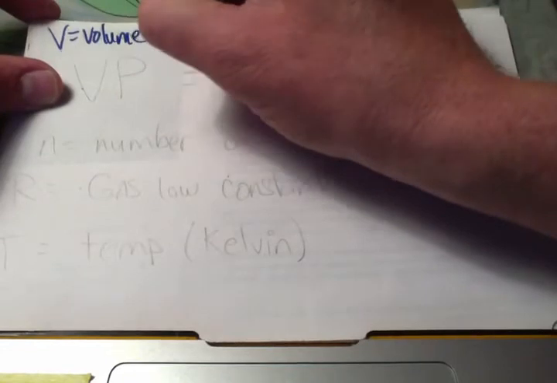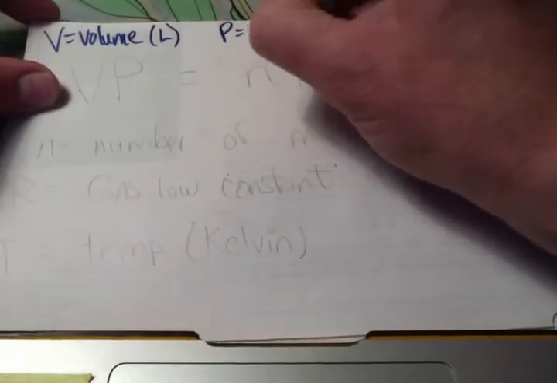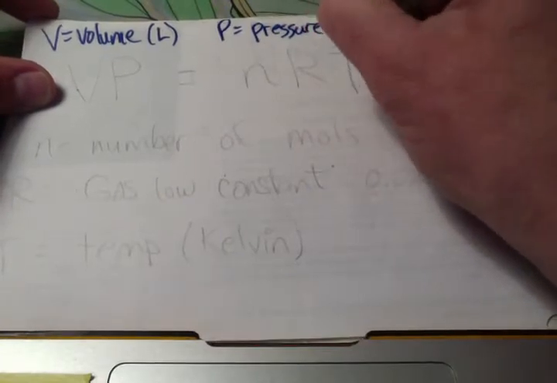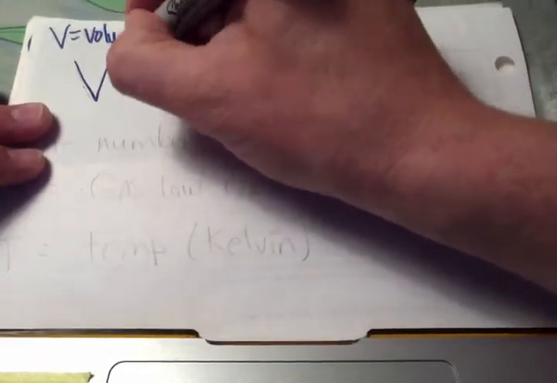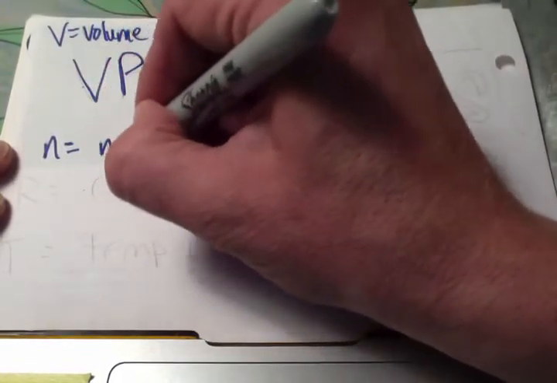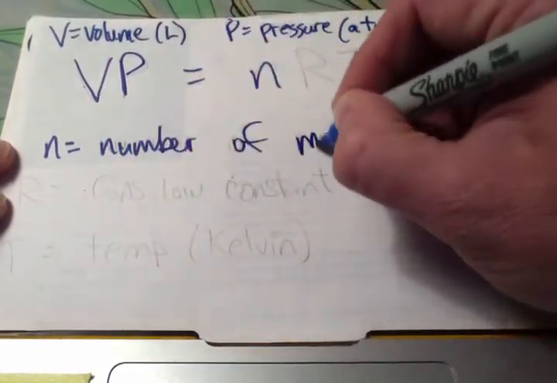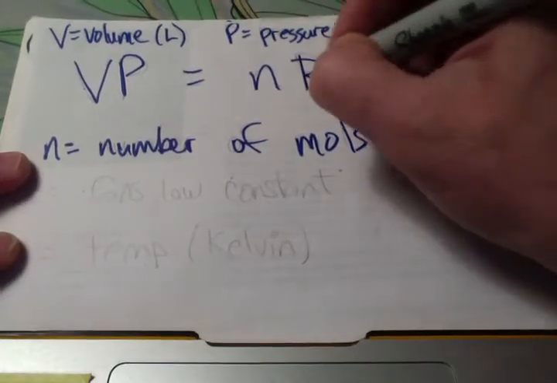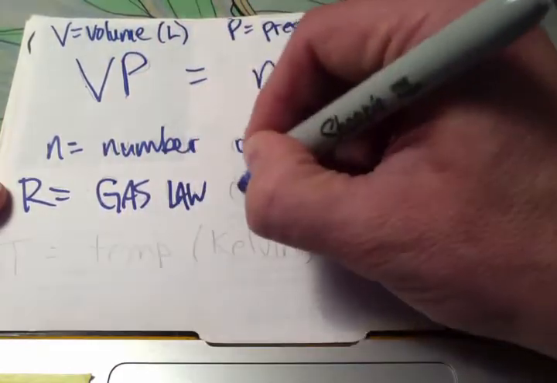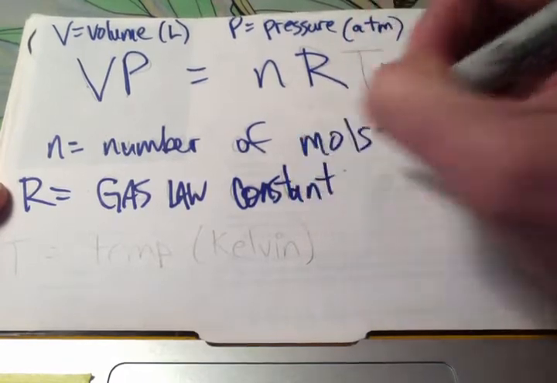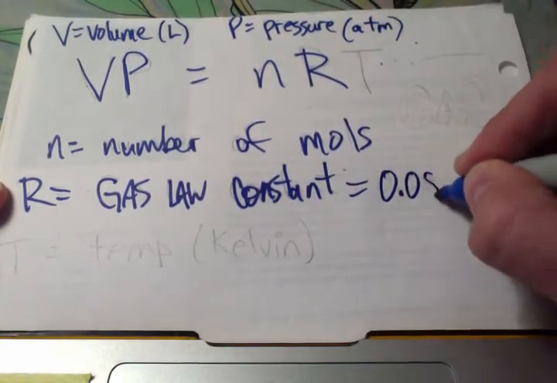So let's just take a second here, please, on these gas laws. V, liters. P, we measure in atmospheres. So volume times pressure equals our number of moles, R, which is what is called the gas law constant. Lots of ways to list it.